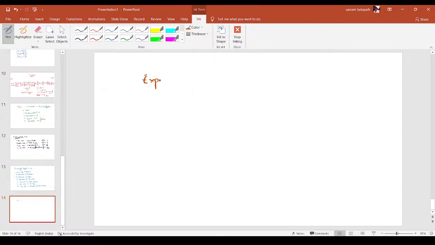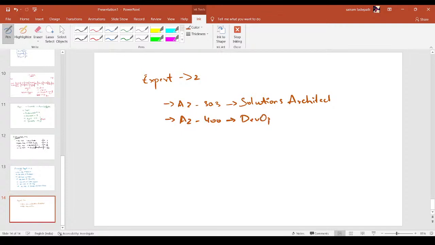So expert level. In this expert level, we have only 2 types of certification programs available in Azure. First one is AZ303, that is Solutions Architect. And the second one is AZ400, that is DevOps. If you want to become a DevOps engineer, you need to go through this one.